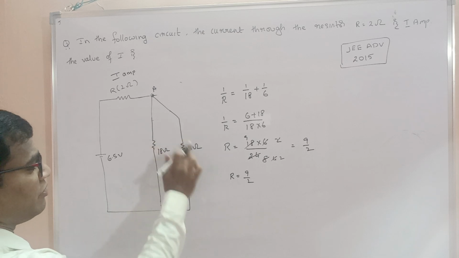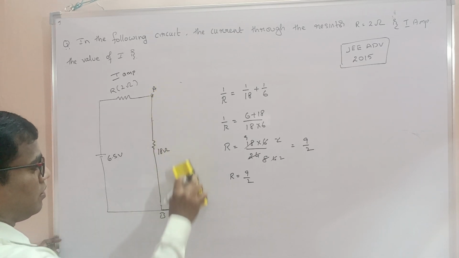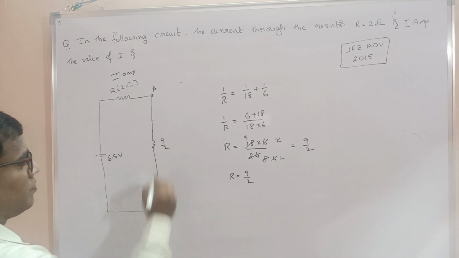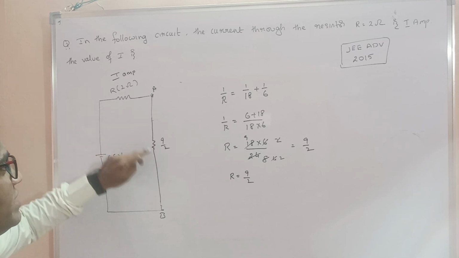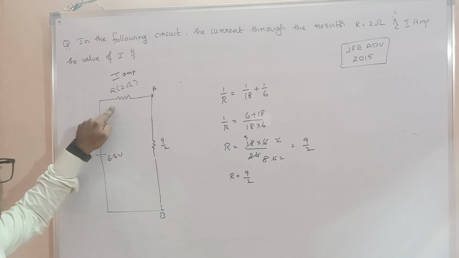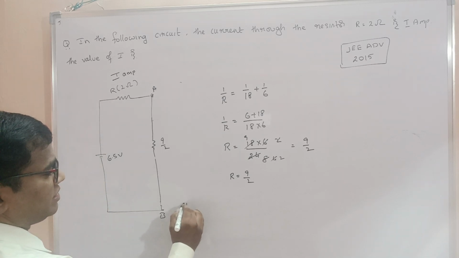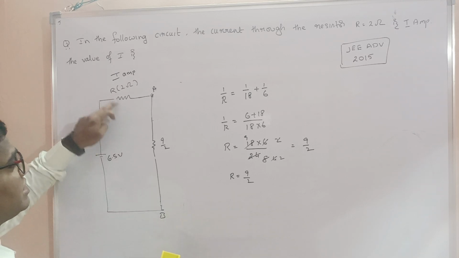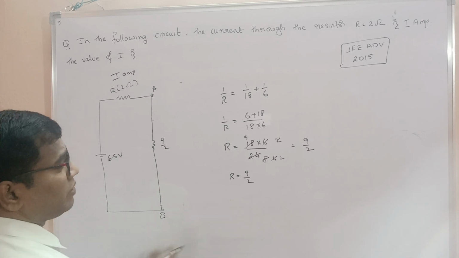Then the effective resistance between the two is how much? 9 by 2. So again I am removing this one, and here it will be 9 by 2. Now if you see, it is a small circuit having two resistors and one potential, and here current is given as I. We have to find out the value of I. So here we can write I is equal to, again we will find the effective resistance between the two. This one is 9 by 2, this one is 2.